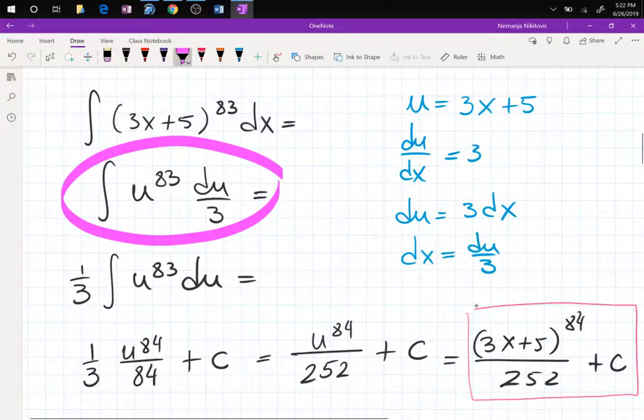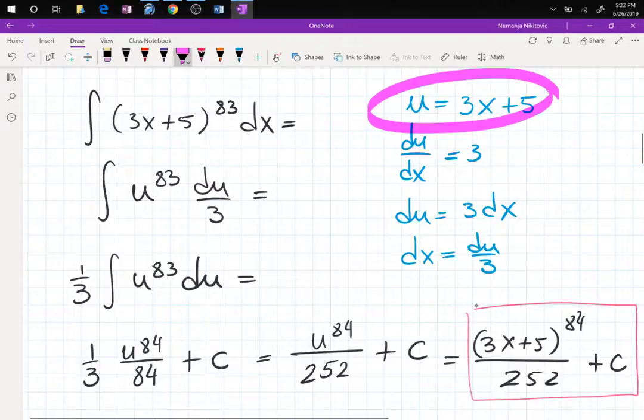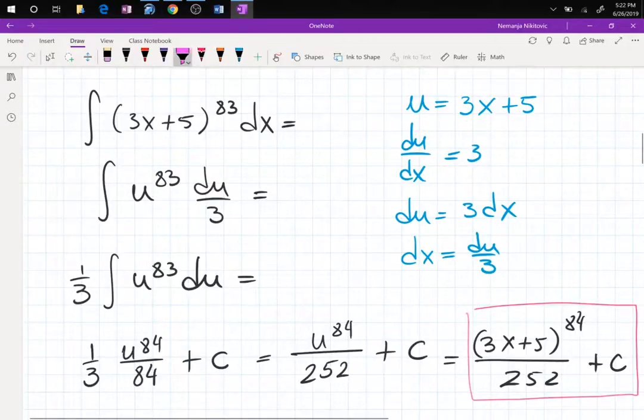And we were able to quickly integrate, put plus c, right, for indefinite integrals. And then instead of u, bring back x by using u equals 3x plus 5. So we have the final answer there as (3x plus 5) to the 84 divided by 252 plus c.